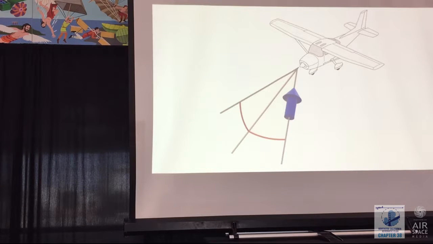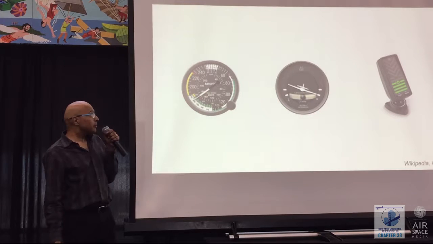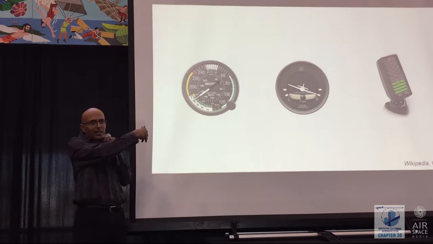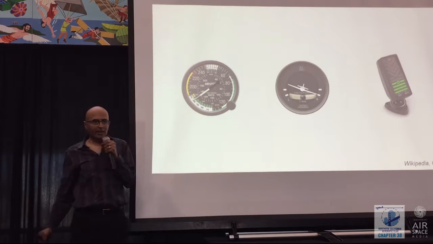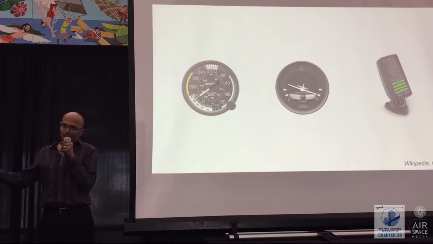Now the question is, if I'm sitting in an airplane, how do I know what the relative wind is? Well, it turns out I can't see air. It's kind of a problem. So, in most airplanes, you will see some combination of these instruments. There's the indicated airspeed meter, which tells you how fast the relative wind is going. It's easy enough.